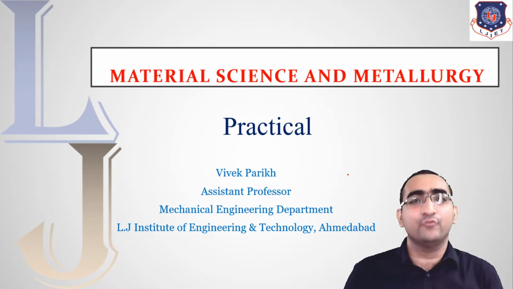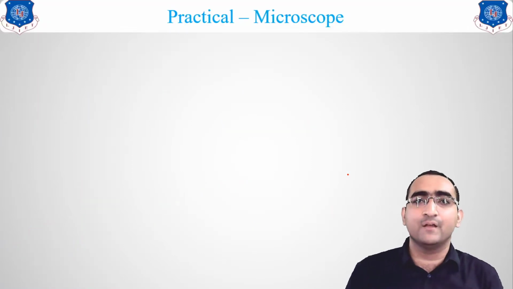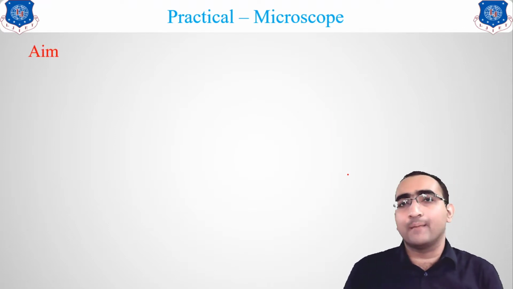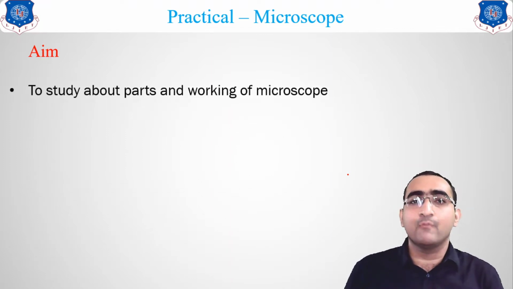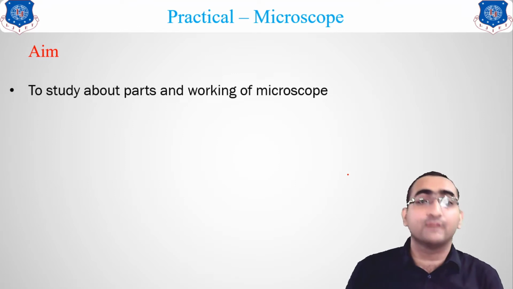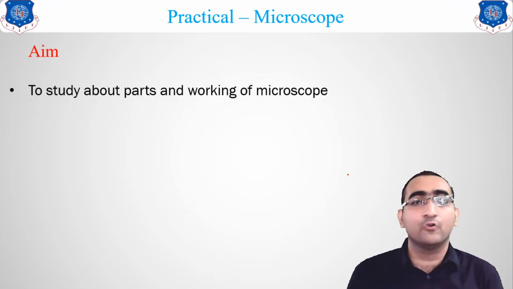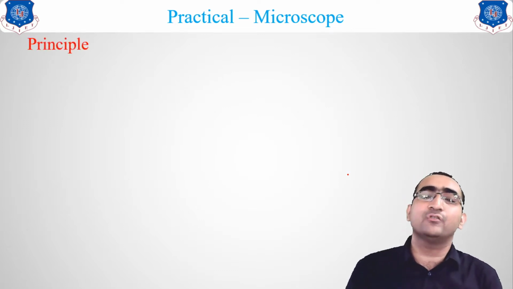Now in today's session we will be doing the practical regarding the microscope. What will be the aim of this experiment? The main aim of this experiment is to study the parts and the working of the microscope, and how we can go about working with it. So in this session we will see what the different parts are and how the working of the microscope happens. Now, on which principle does the microscope work?